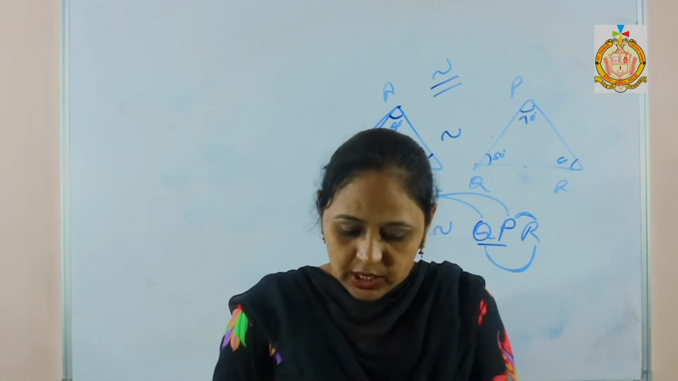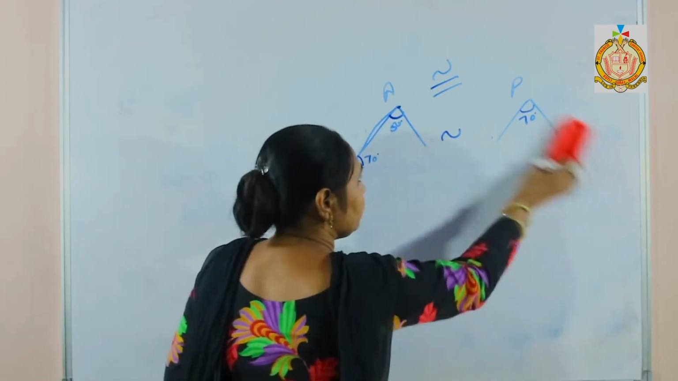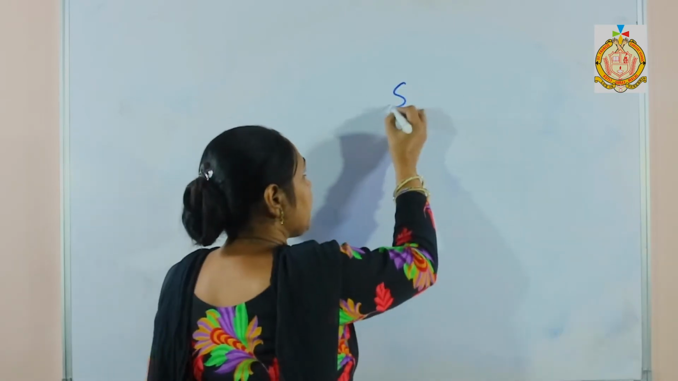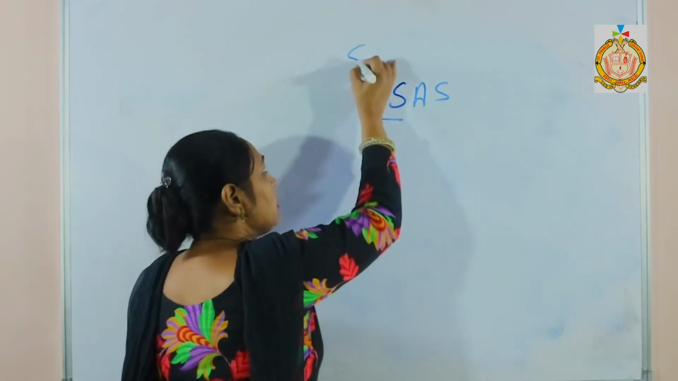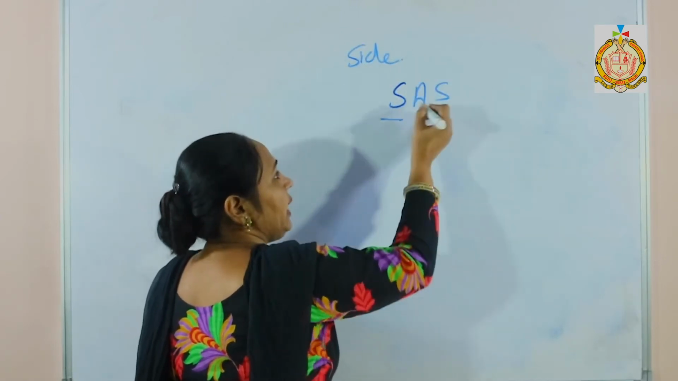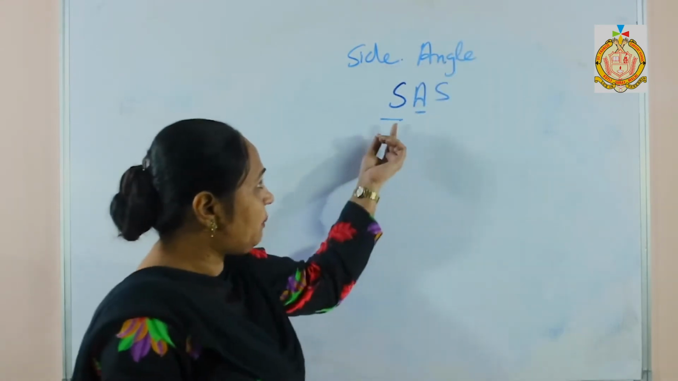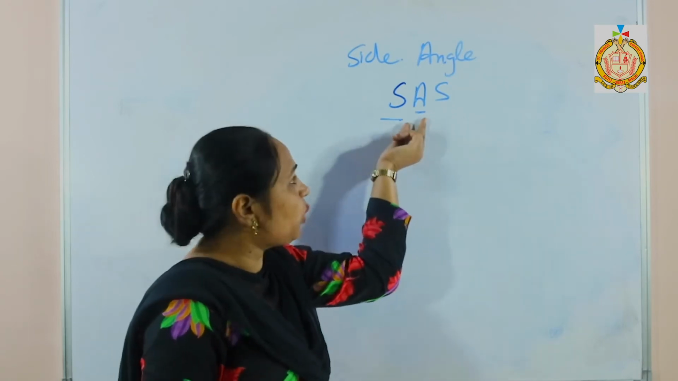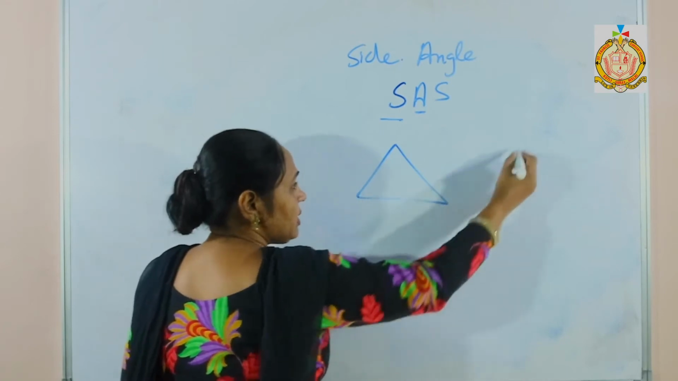Now, which are the rules, the conditions for similar triangles? The first condition is SAS. What is the meaning of it? S means side and A means angle. It means between two triangles, two sides are in the same ratio and one angle is equal. Like this one, I am taking two triangles.